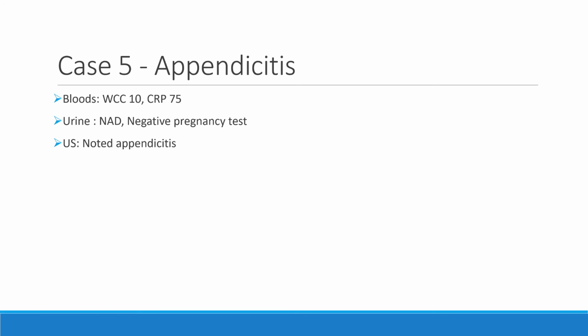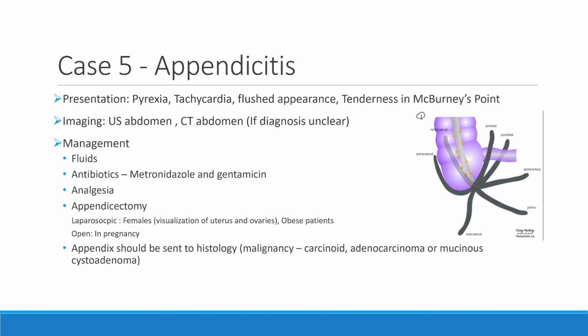So appendicitis is a diagnosis. So her white cell count is borderline, CRP is raised, urine was negative for pregnancy test, and ultrasound noted appendicitis. So patients with appendicitis, they tend to present with sometimes pyrexia, tachycardia, flushed appearance, also tenderness in McBurney's point. So McBurney's point is 2/3 from the umbilicus to the ASIS.